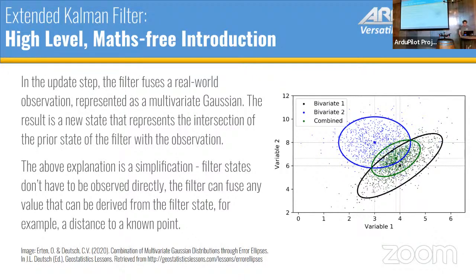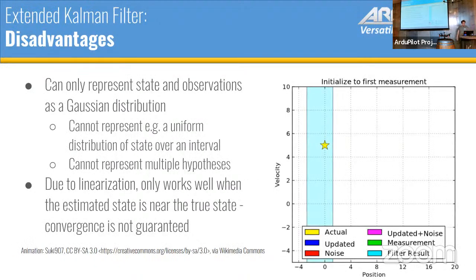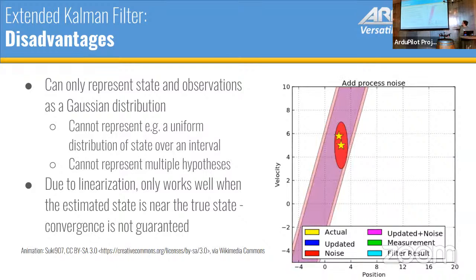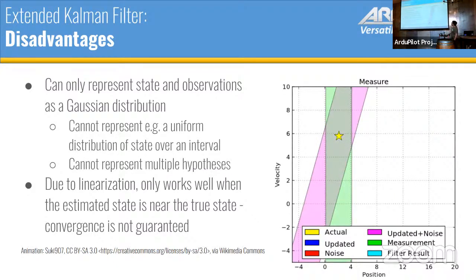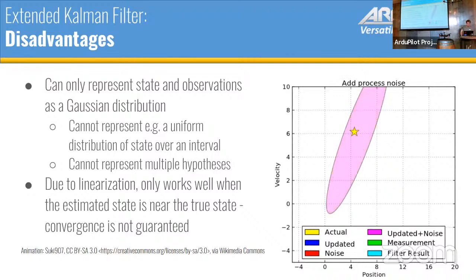And this is a bit of a simplification, as the filter states don't have to be observed directly. So in order to estimate our position, we don't need a position observation. We can use something like a distance to a known point or something like that, and the filter will fuse that knowledge in. So the disadvantages, and I found this little animation, which is pretty good, I just included that. So you can just watch that while I discuss the disadvantages.